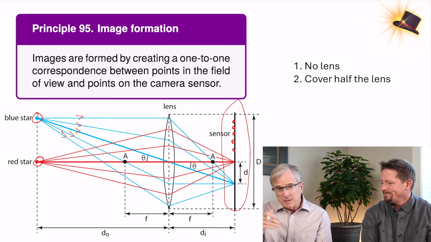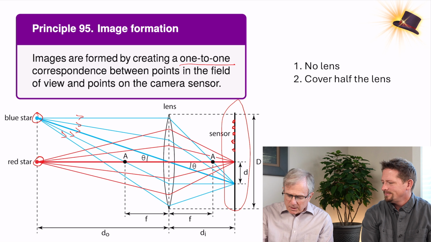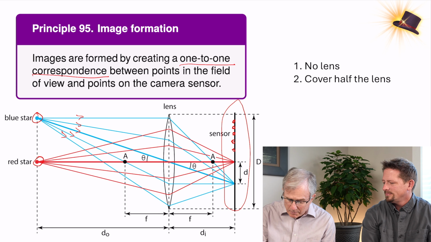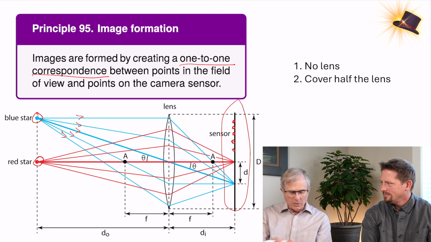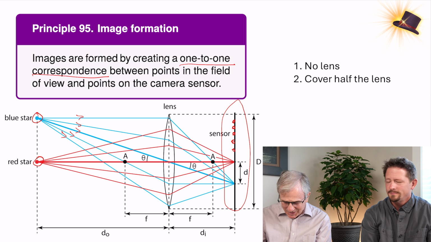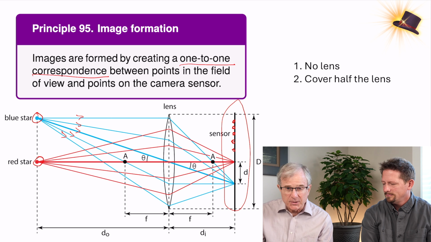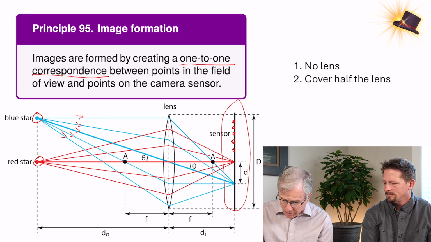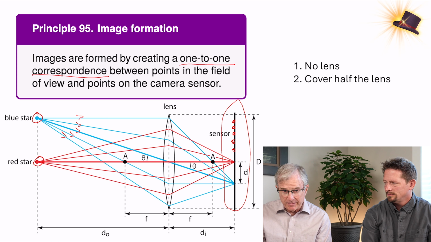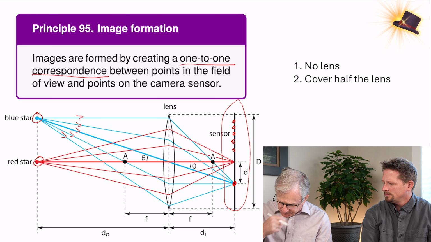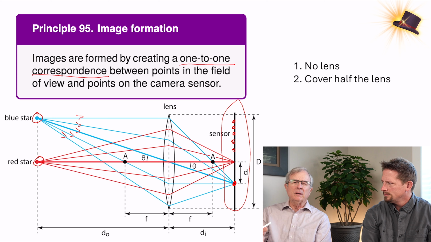So what a lens does is that it creates this one-to-one correspondence, or a mirror, or a combination of lenses and mirrors. That's what all telescopes do, and all cameras do. So now, with the lens in place, it takes all those 5 rays from the blue star, they pass through the lens, and then the lens's job in life is to take those 5 rays, or an infinite number of rays, and focus them down onto a single point on the image. That's what imaging is all about.